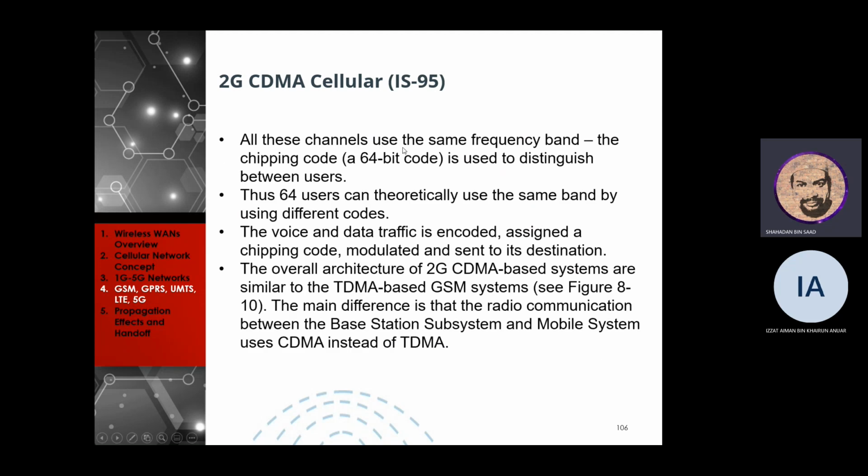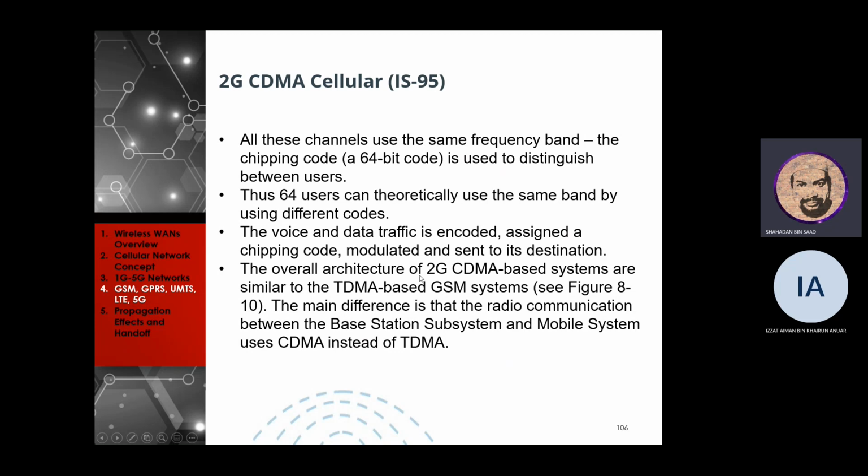All these channels use the same frequency band. The chipping code, a 64-bit code, is used to distinguish between users. So those 64 users can theoretically use the same band by using different codes. The voice and data traffic is encoded, assigned a chipping code, modulated, and sent to the destination. So dia pakai CDMA kan.